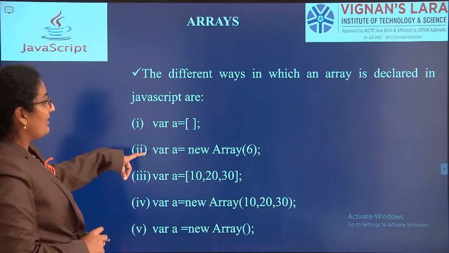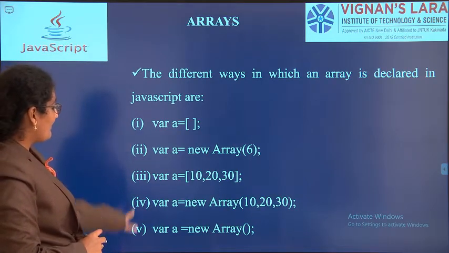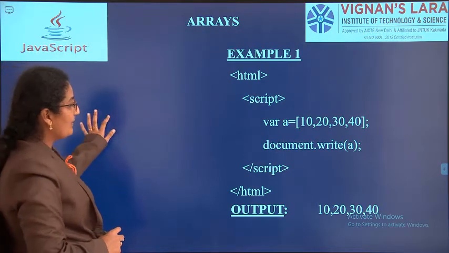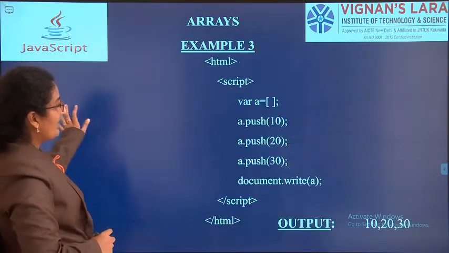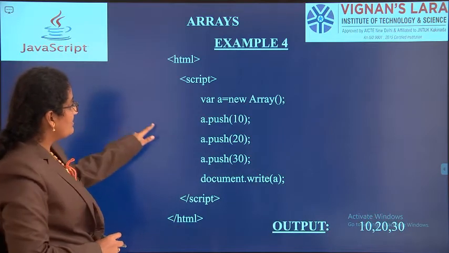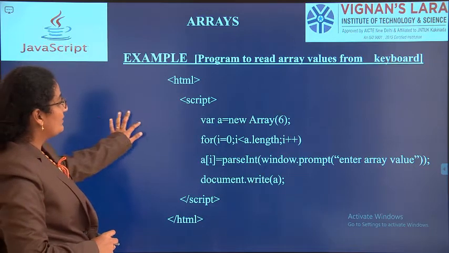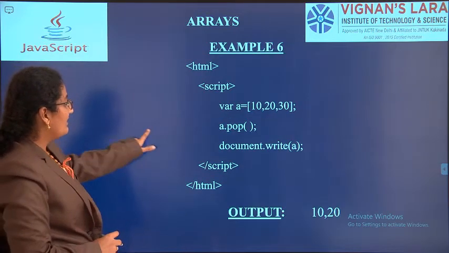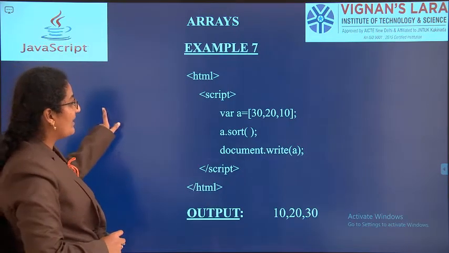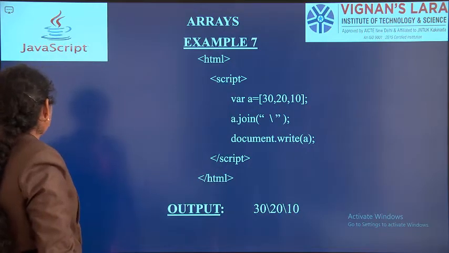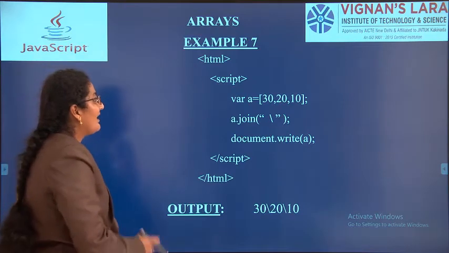What is an array? In JavaScript we have 6 types of declaration of arrays. After declaring, a small example to print the array, initializing the array, inserting the elements, converting all the array elements into integers, then deleting array elements, reversing the array elements, sorting the array elements, and finally join. Join is also one of the methods in arrays.